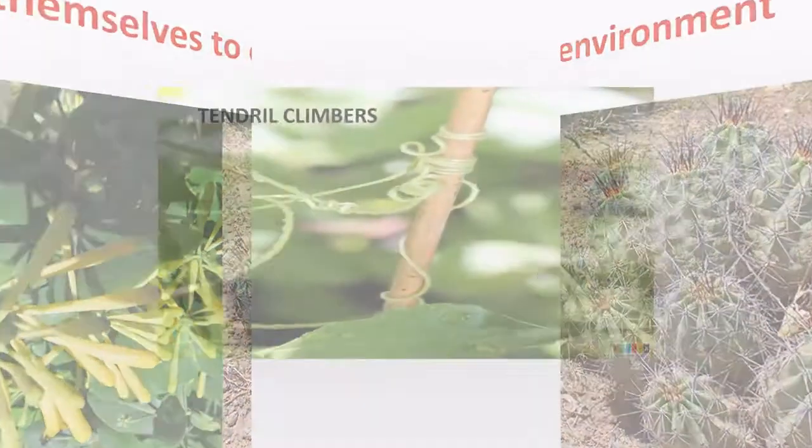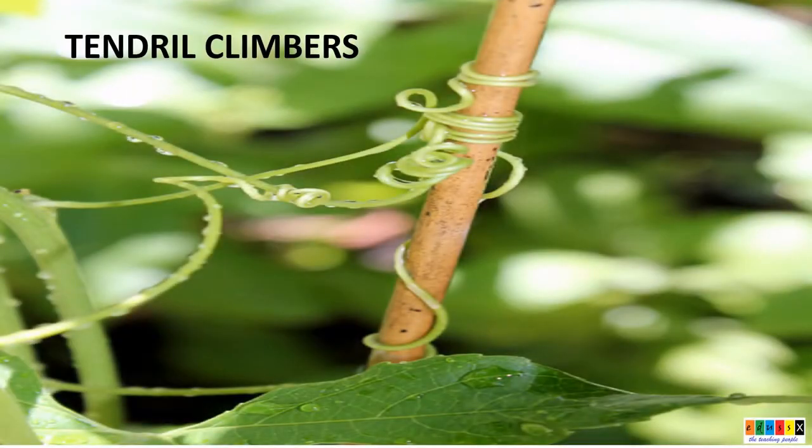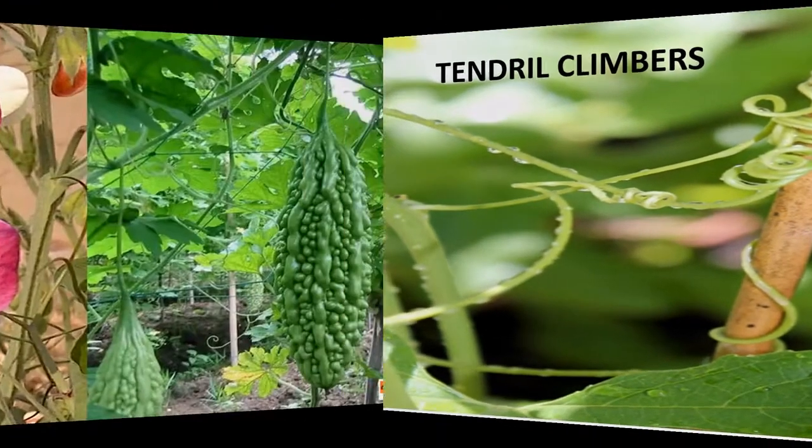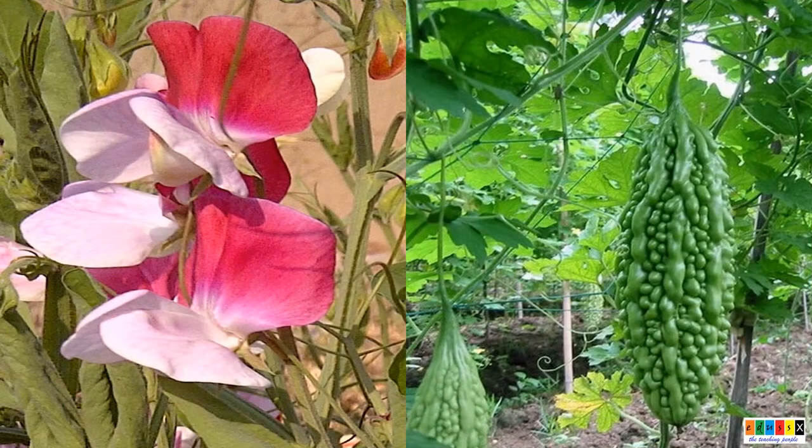The first one is the tendril climbers. What is a tendril? It is a twining climbing organ of some weak-stemmed plants like peas and bitter gourd. The tendril coils around a support and helps the plant to climb. Examples are sweet pea and bitter gourd.